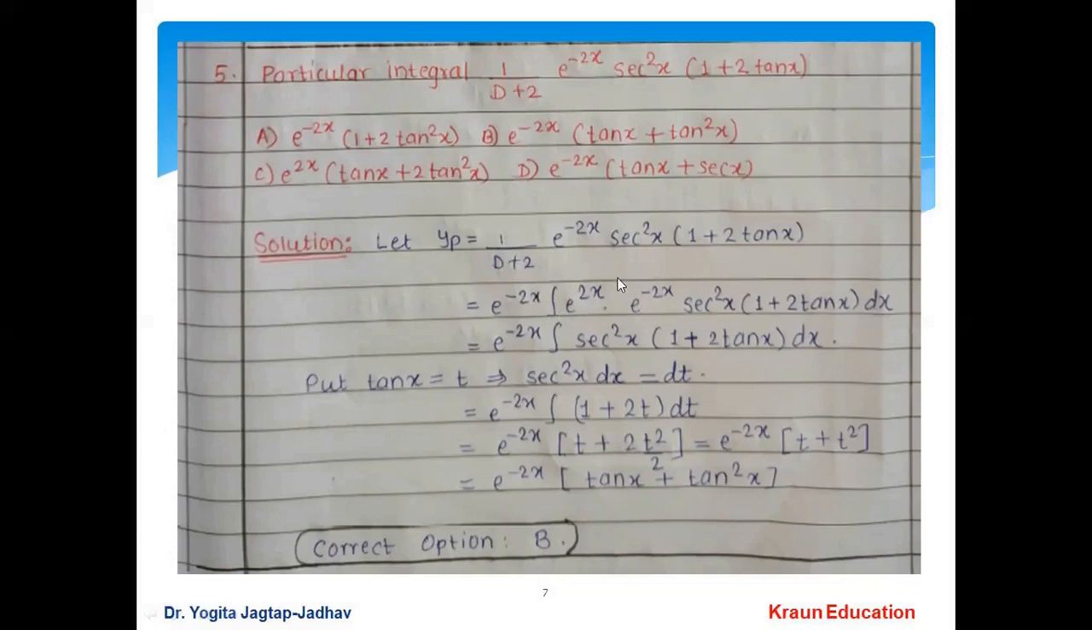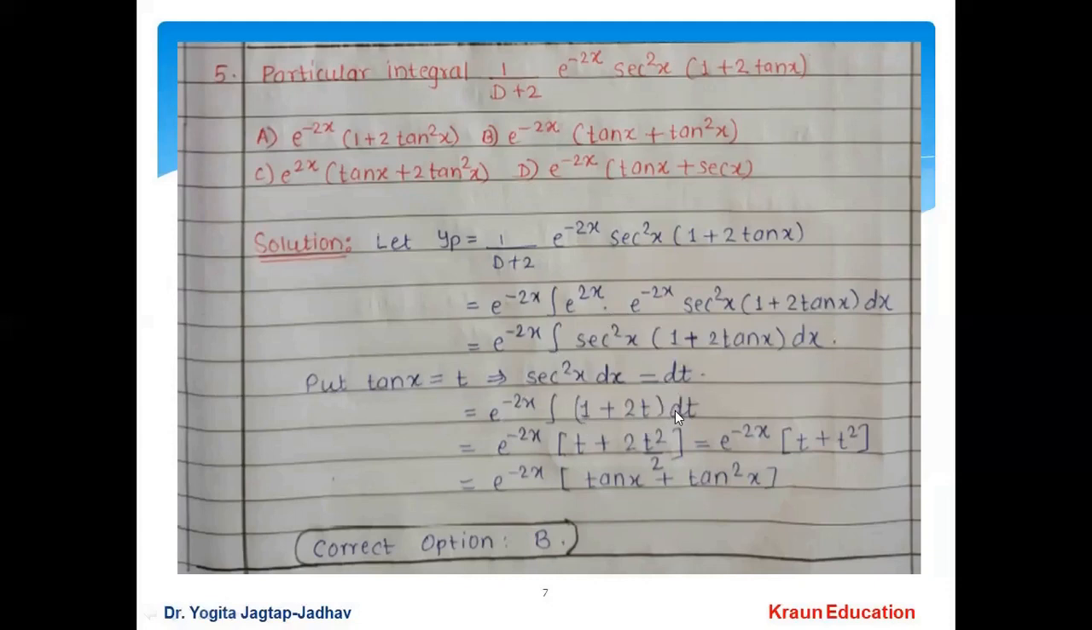Again, the base is the same. You can add the indices. Therefore, 2x minus 2x becomes 0 and e raised to 0 becomes 1. And therefore, in the integration, we have simply sec square of x into 1 plus 2 tan x dx. Now, to simplify this integration, we choose the substitution tan x equals t. And you know the derivative of tan x is sec square of x, so sec square of x dx equals dt. Using this substitution, the above integral reduces to 1 plus 2 times t, and sec square x dx becomes dt. Therefore, we have 1 plus 2t dt.